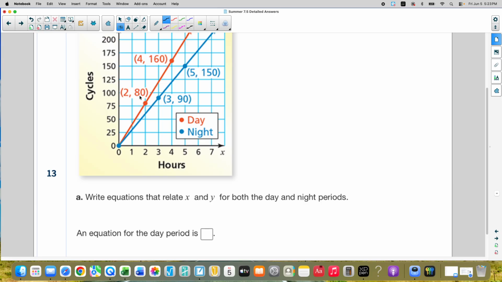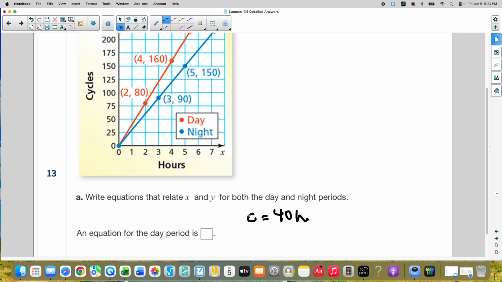We're rising 80, and then we're running 2. We go right 2, so 80 over 2, so 40. So cycles, C, equals, what do we say, 80 over 2, so 40H. So 40H, that would be an equation.